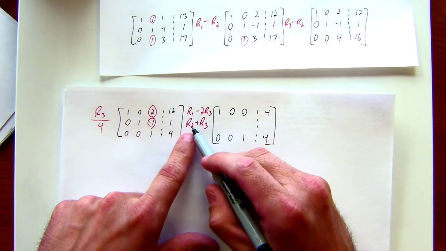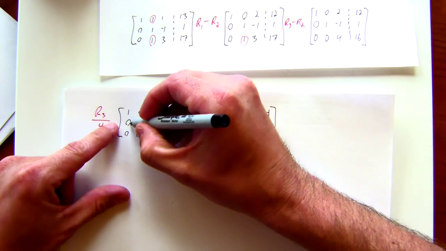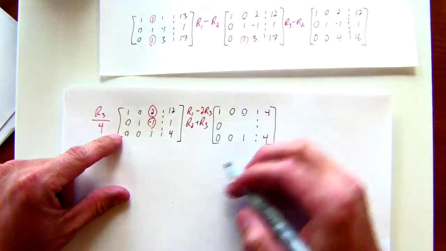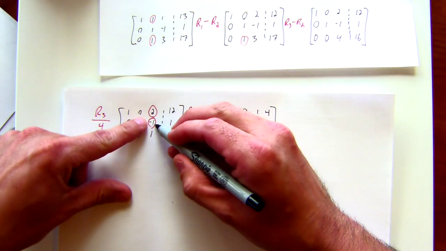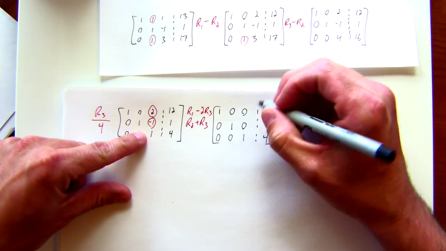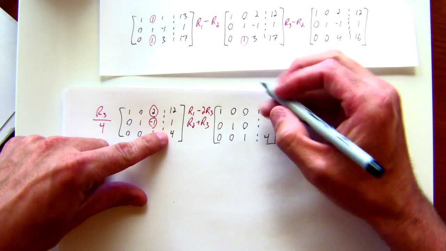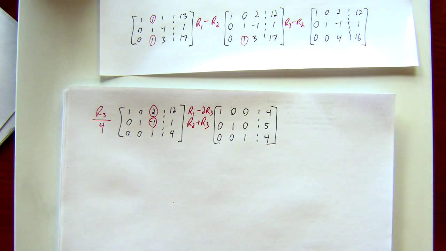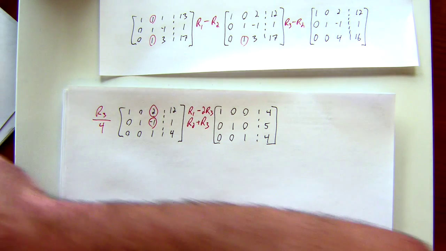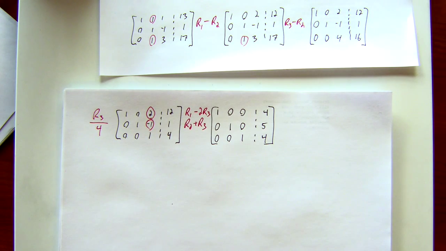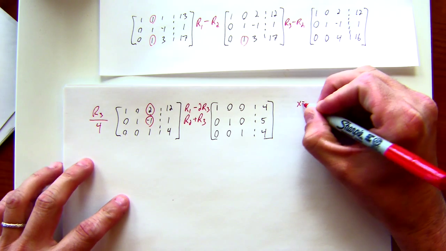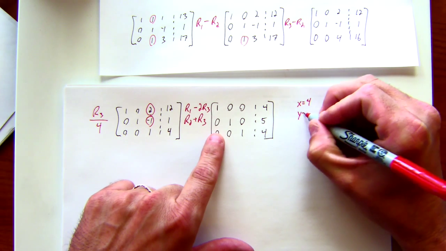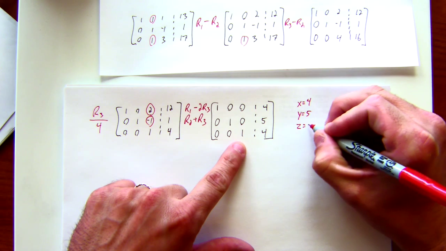And then finally I want to take row 2 and add it to row 3. So 0 plus 0 is 0. 1 plus 0 is 1. Negative 1 plus 1 is 0. And then 1 plus 4 is 5. And what does this tell us the solution to the system of equations is? So this tells us x is equal to 4, y is equal to 5, and z is equal to 4.